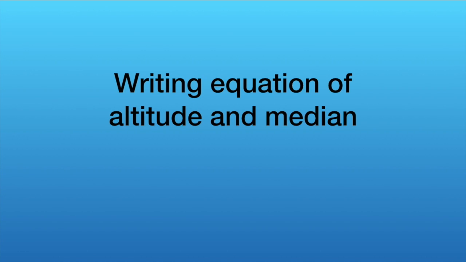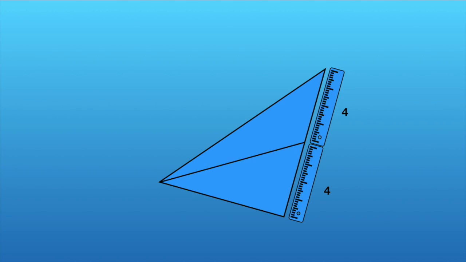Today we will be learning how to write an equation for altitude and median on a triangle. What is the median? On a triangle, the median is a line connecting one vertex to the midpoint of the opposite side. So that means this is a median and this is also a median.